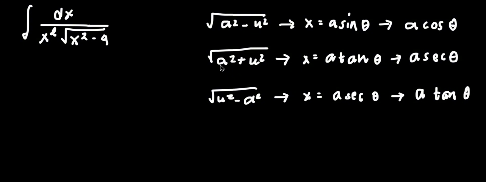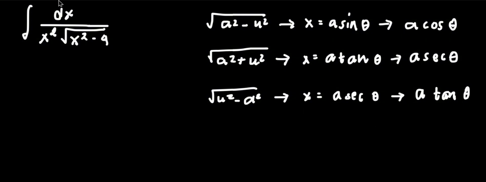And if we have a similar given like this, but with a different sign, specifically plus, then our x would be a tan theta, and it yields a sec theta. If the x or the u value is present as the first term, then our x would be equal to a secant theta, and it yields a tan theta.